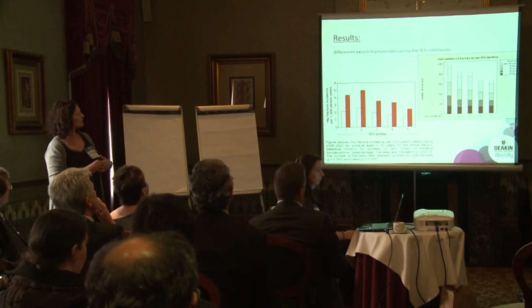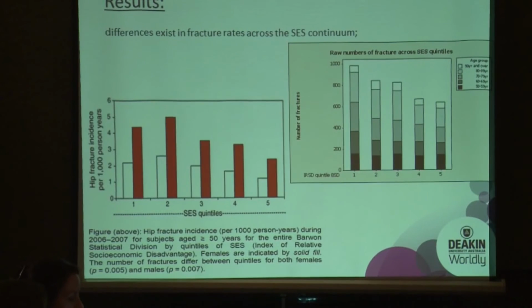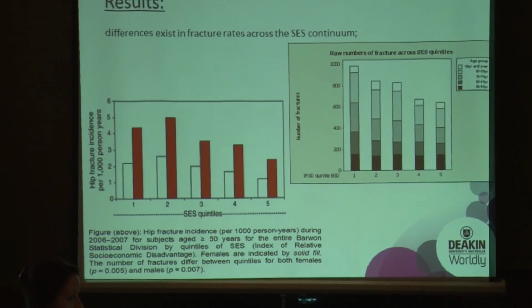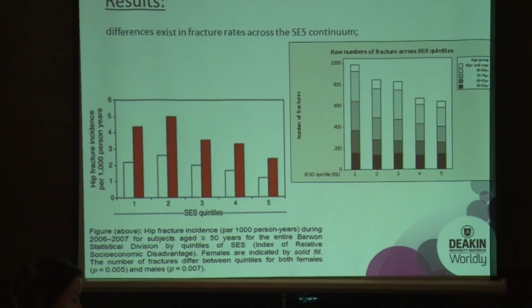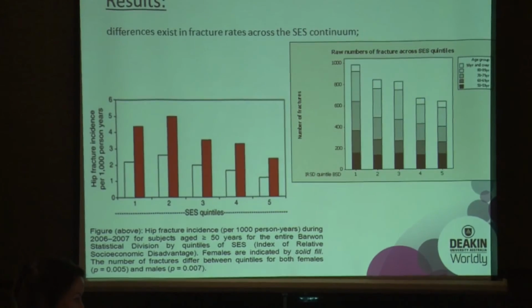We also found that differences exist in the fracture rates across the SES continuum. So as Helen was saying, a lot of these diseases and childhood factors and mortality, there is a social gradient. We see it in musculoskeletal disorders. On the left here, we have the hip fracture incidence.